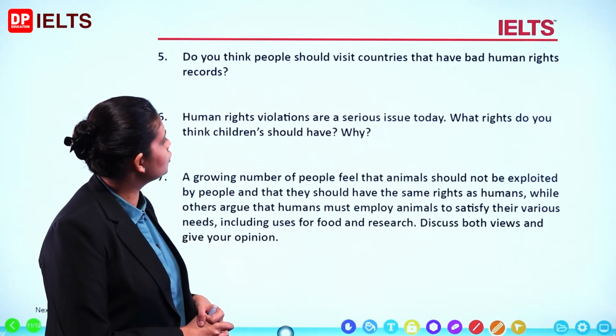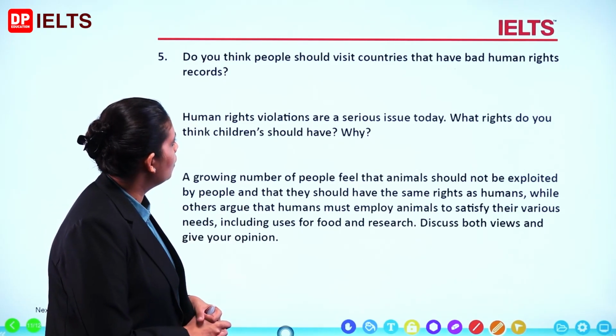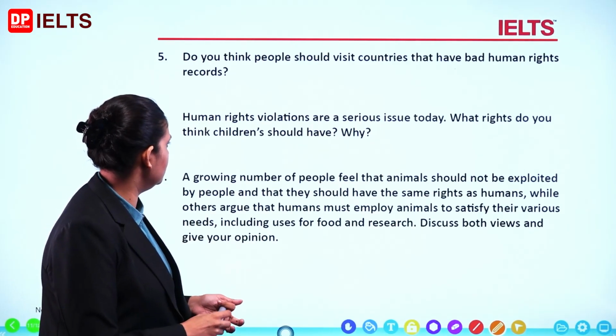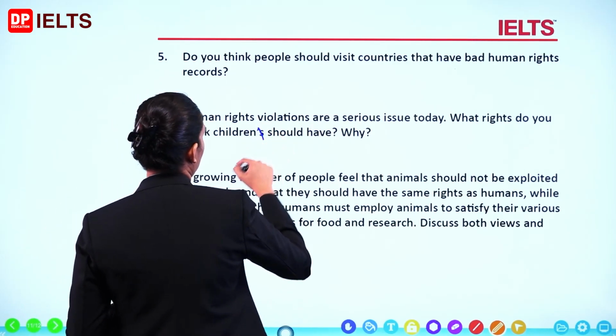Human rights violations are a serious issue today. What rights do you think children should have? I think it should be children, right? We don't read the S.